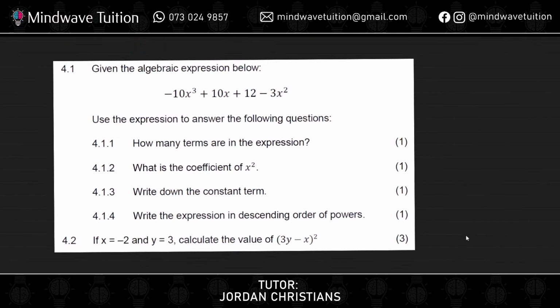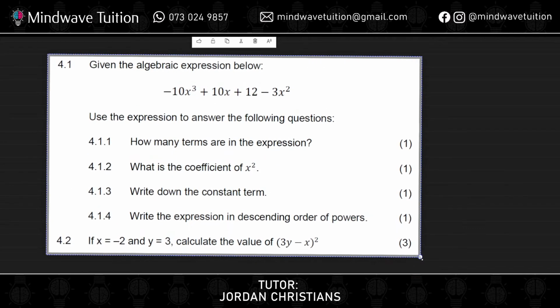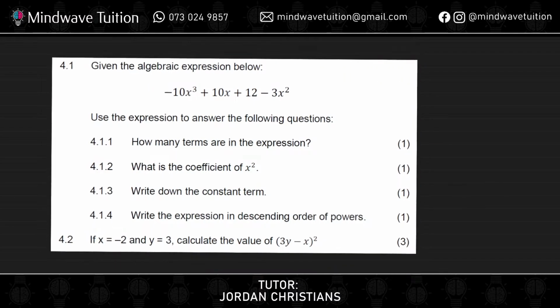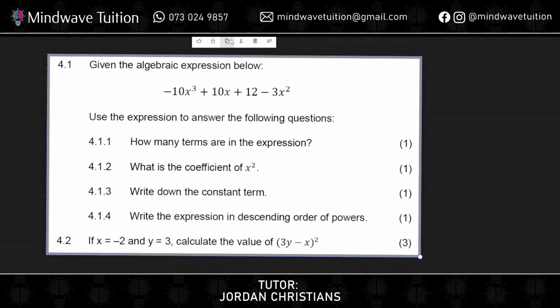Okay. So here we have an example of an exam question. Given the algebraic expression below, use the expression to answer the following questions. It's minus 10x to the power of 3 plus 10x plus 12 minus 3x to the power of 2. So how many terms are there in the expression? Again, terms, you can just identify a term by something that's separated by either plus or minus. So here we have minus 10x, and it's being added to 10x, and 10x is being added to 12, and 12 is being minus from 3x squared. So we have a total of 4 terms. So we have 4 terms in this expression.